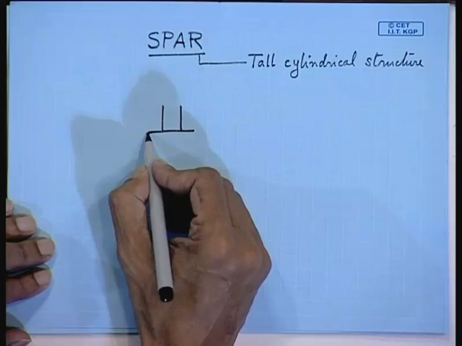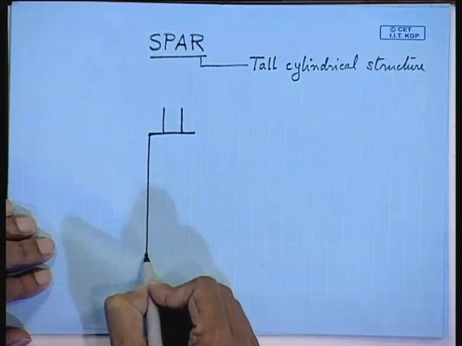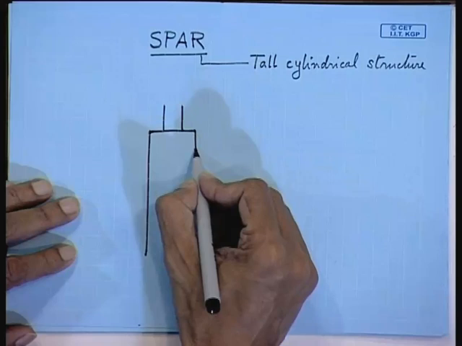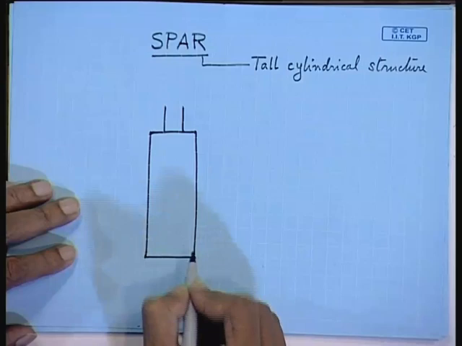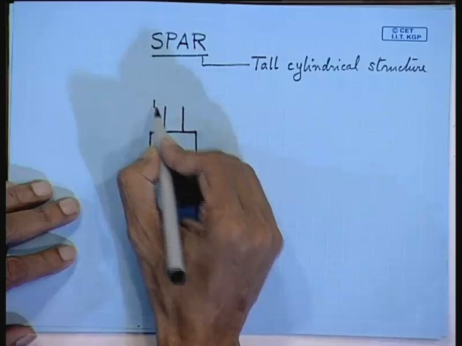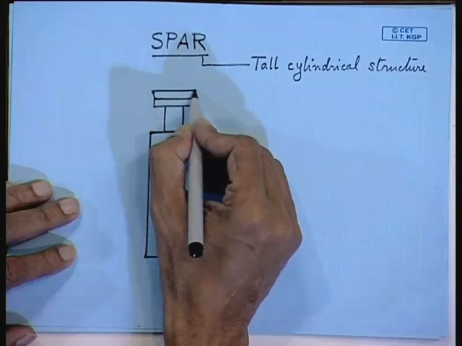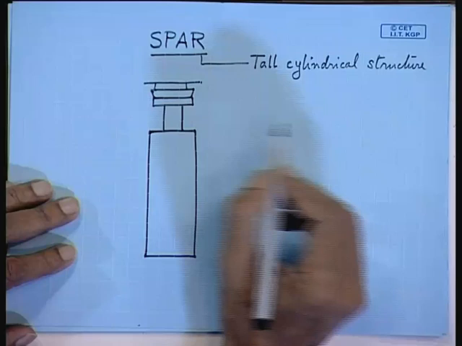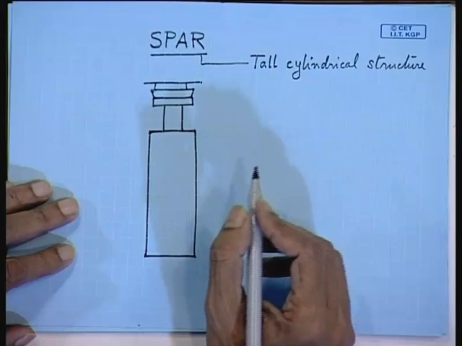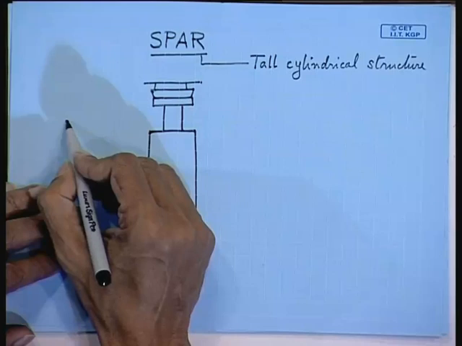Now in this spar, actually, there are two types of spar, this is a cylindrical spar and a truss spar. Next class I will give you the detailed diagram of a spar. So this is your spar. Now here your water line is somewhere here.